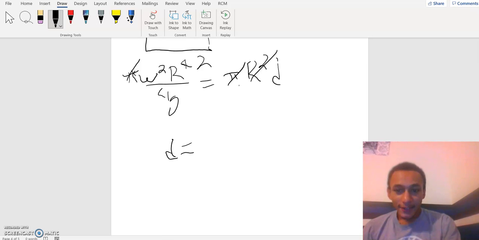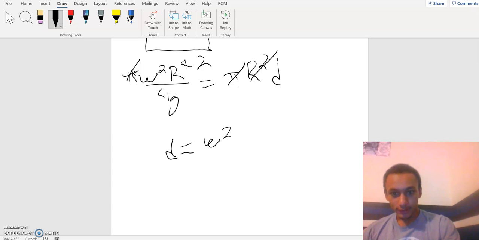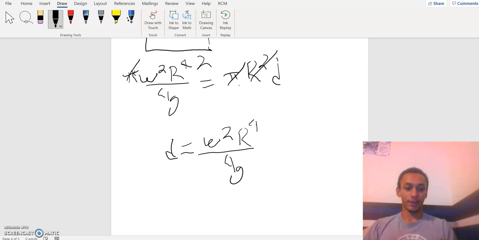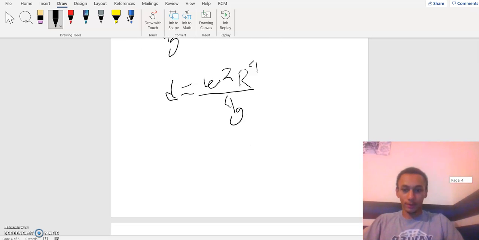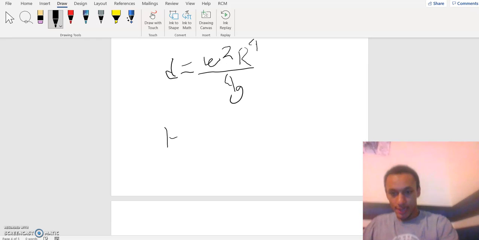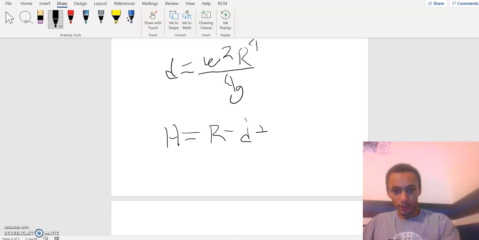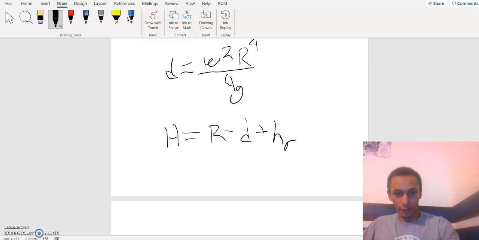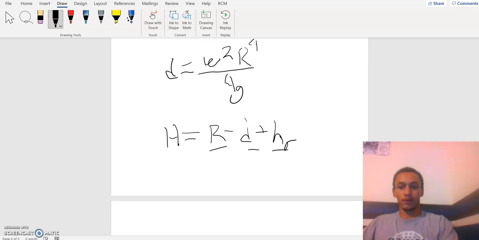Big height is equal to angular velocity squared over 4g. Now this is a relatively simple problem to solve, since H is equal to R minus D plus H of R. And we have every single one of these variables.